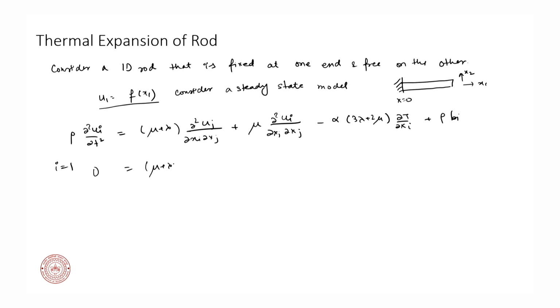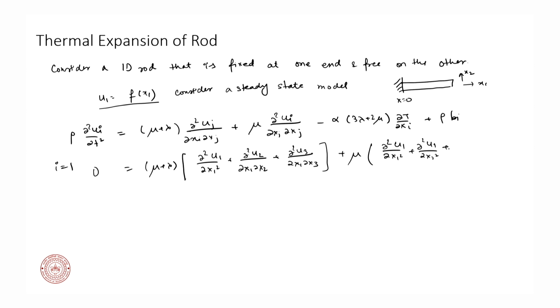Then you have mu plus lambda. Let us expand this. This will be del square u1 by del x1 square plus del square u2 by del x1 del x2 plus del square u3 by del x1 del x3. I is 1, j will be added over plus mu del square u1 by del x1 square, del square u1 by del x2 square, del square u1 by del x3 square minus alpha 3 lambda plus 2 mu del T by del x1 plus rho b1. Okay, this is our expression.